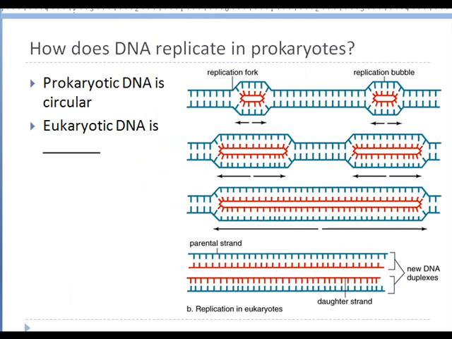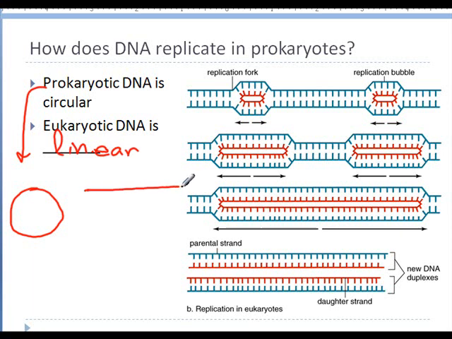Firstly, it's important to remember that the prokaryotic DNA is a circular DNA. So here we have a circular DNA which is present in the prokaryotes, and the eukaryotic DNA is called linear, which means that it's a straight line. You have a straight, long DNA strand. Now, because the DNA in the prokaryotes is in a circular form, a single circular loop of DNA must be replicated before the cell divides.